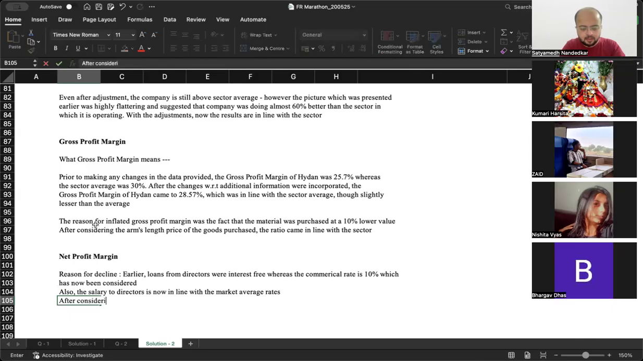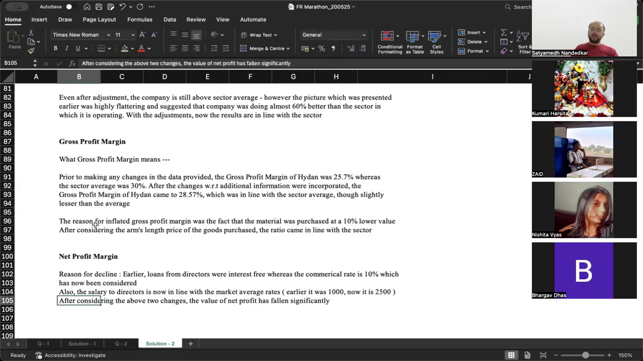After considering the above two changes, the value of net profit has fallen significantly. Earlier it was 1000, now it is 2500. तो आपने नेट प्रॉफिट मार्जिन के डिक्लाइन का भी अच्छे से रीजन बता दिया. ठीक है, एक बार देख लो.